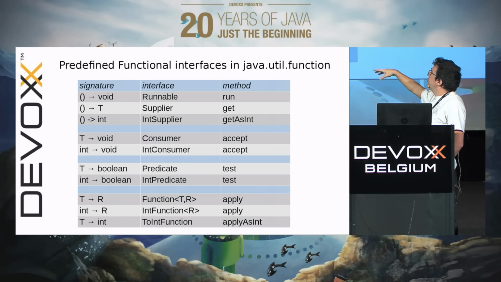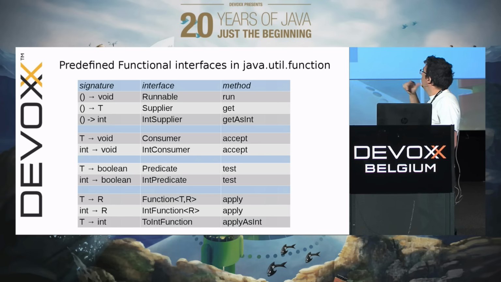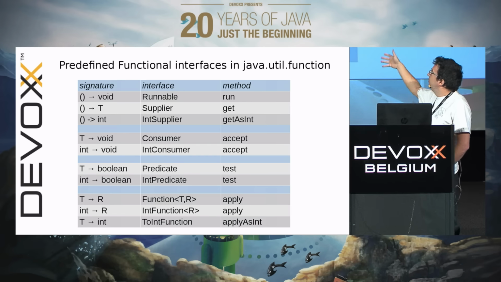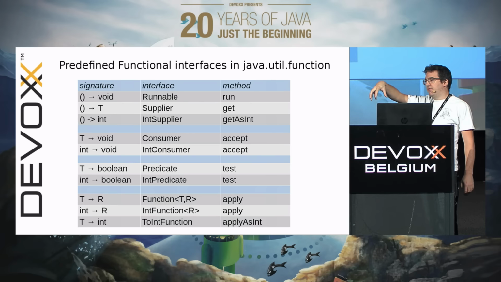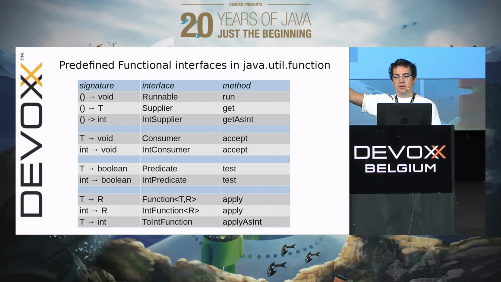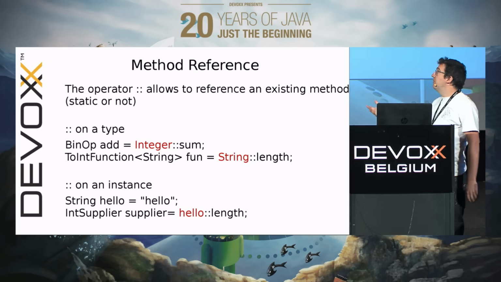So we have a bunch of interfaces that we use, and I will use them in the next slides to type functions that, for example, take an int and return void. It will be an IntConsumer and so on. So we have the concept of functional interface. We have lambdas, with which you can define an expression that you will see as a value.